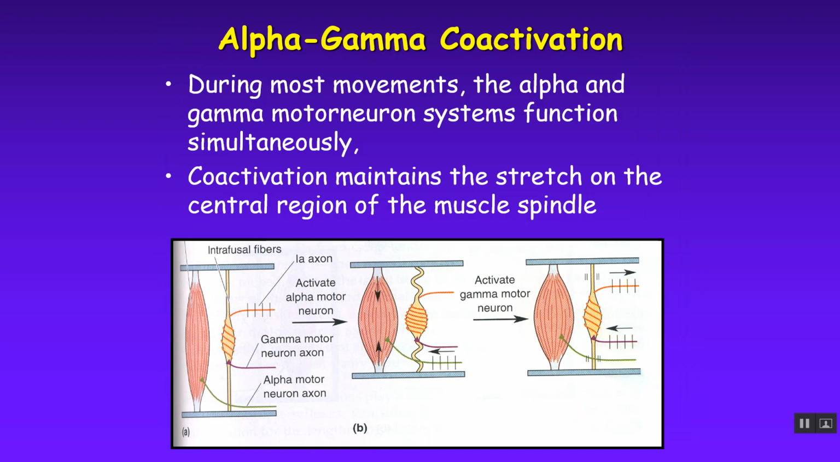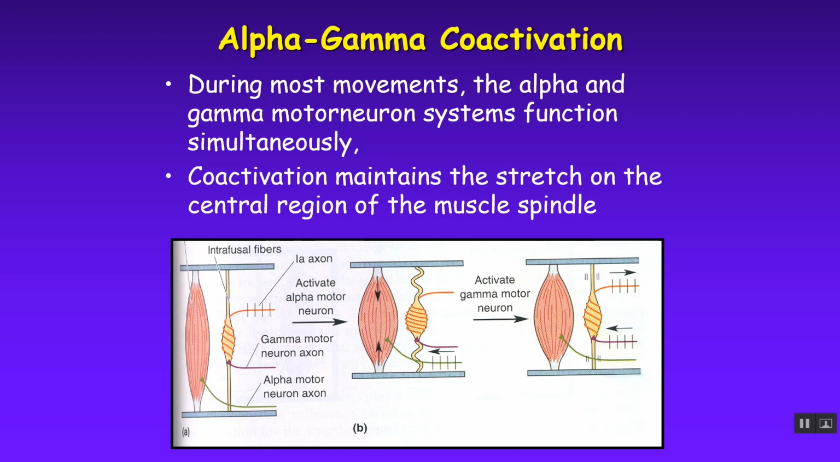So let's talk about alpha-gamma co-activation that your book talks about. This concept is important for maintaining sensitivity of muscle spindles, which gives you an idea about the length of your muscle, how fast it's changing length, and the tension in the muscle. During most movements, the alpha and gamma motor neuron systems function simultaneously. So as you contract your bicep muscle, you also contract the muscle spindle inside of it. And there's a reason why.